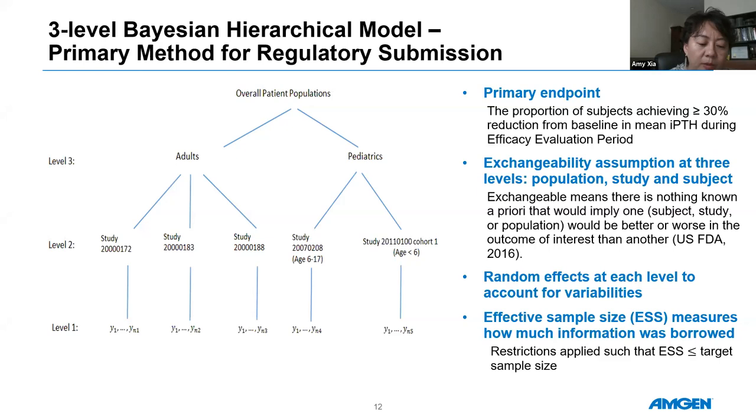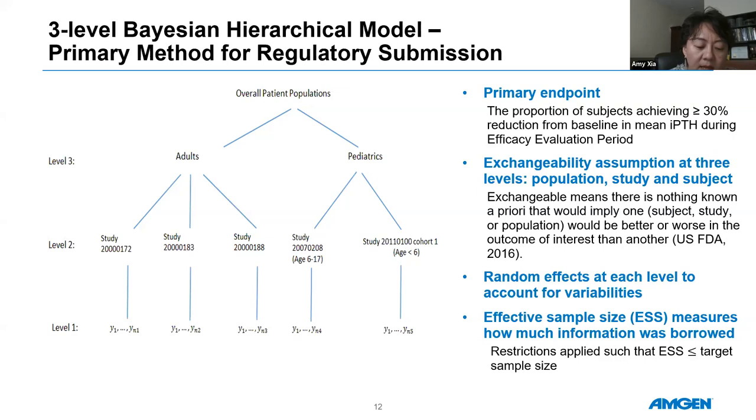The model assumes exchangeability at each of the three hierarchical levels. At level one, we assume subjects within a study are exchangeable. At level two, studies within a patient population are exchangeable. And at level three, patient populations are exchangeable. So you may question what exchangeability means.